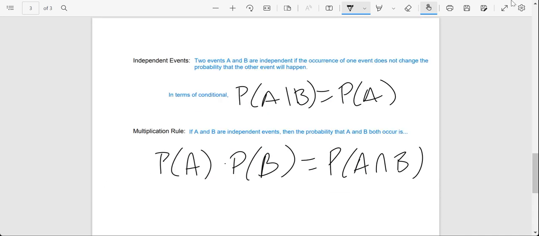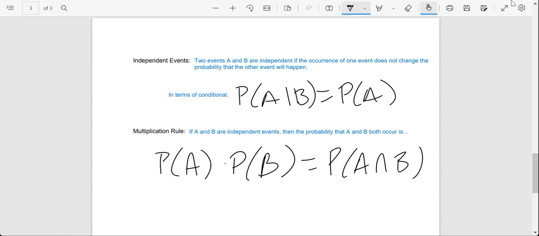So, definition of independent events. Two events A and B are independent if the occurrence of one event does not change the probability that the other event will happen. If we write this as a conditional, the probability of A given B happening is simply the probability of A, because one does not affect the other.